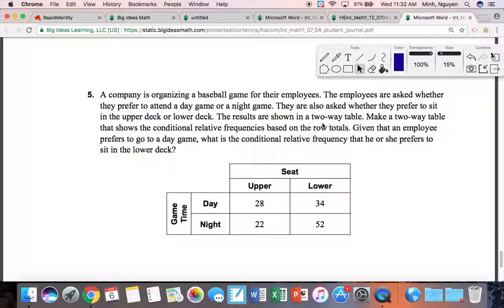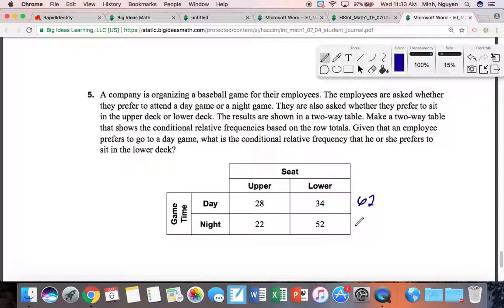Okay, so again, conditional relatives depend on what we're saying. Like, it's not the total anymore. It's the total in that particular column or row. So 28 plus 22 is 50. 34 plus 52 is 86. So they surveyed 136 in total. That's not important. Conditional relative frequencies based on the row totals. Oops, sorry. So it says row. So that was dumb. Rows are horizontal.